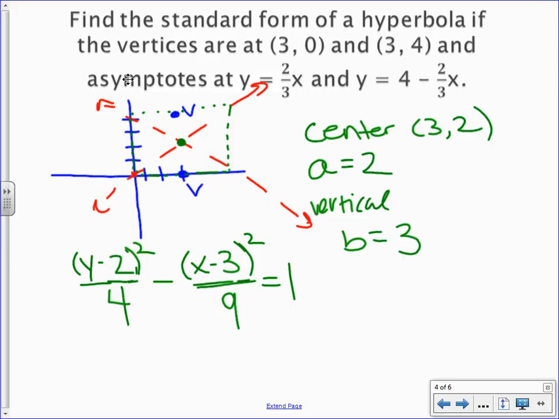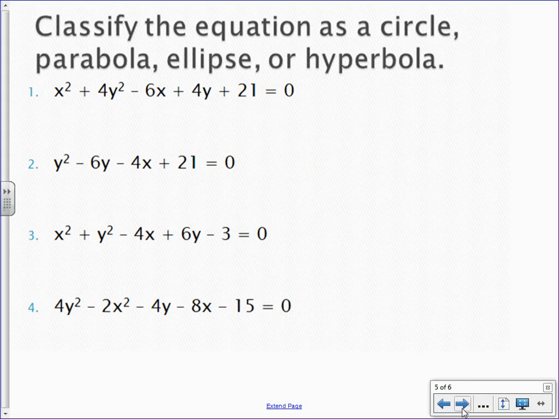Is this helping those of us who were maybe a little behind the game on Friday, or didn't look at our homework very much over the weekend? Just helping bring it back a little bit. Okay. Something else you're going to have to do in your homework is identify the different types of conics based on their general equation. Okay. So here I have 4 general equations, and I need to figure out which ones are circles, parabolas, ellipses, and hyperbolas. All right?